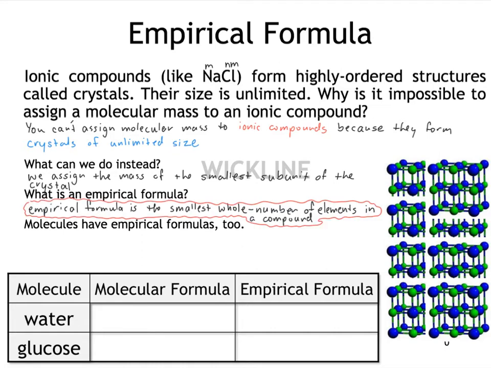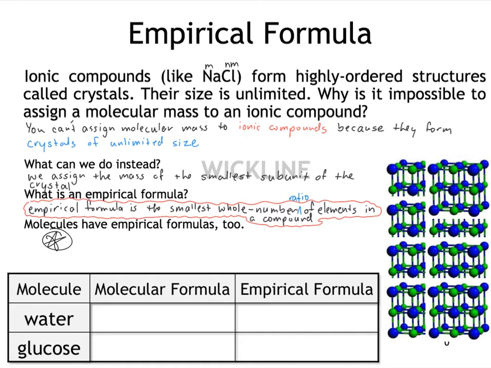So the empirical formula is the smallest whole number ratio. Let me add that word in. That's a very important word. It's the smallest whole number ratio of elements in a compound, and we use it primarily for ionic compounds because they have unlimited size, but you should know molecules do have empirical formulas too. I'll prove that to you in this table down below.